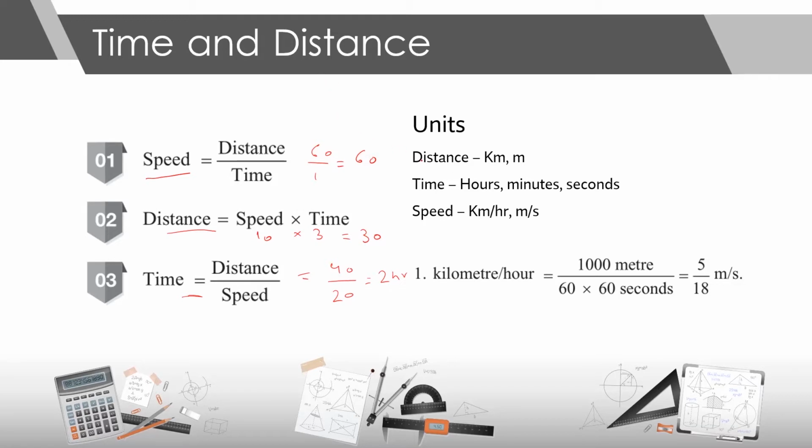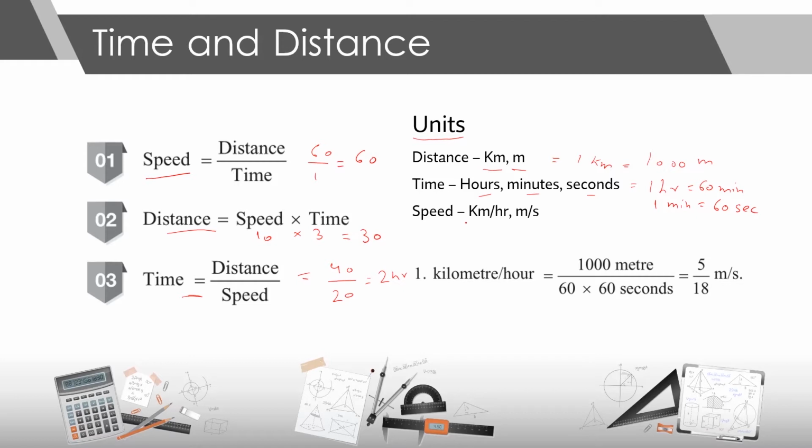The next thing that we need to focus on is the units of these three things. So distance is usually shown in kilometer or meters. We know that 1 kilometer is 1000 meters. So if we have distance in kilometer, we can easily convert it to meters. And if we have distance in meters, we can easily convert it to kilometers. The second is time. Time can be mentioned in hours, minutes or seconds. Now 1 hour is equal to 60 minutes and 1 minute is equal to 60 seconds. So if we are given hours, we can easily convert to minutes and seconds. If we have it in seconds, we can easily convert it to hours and minutes.